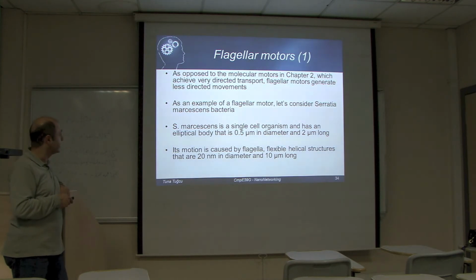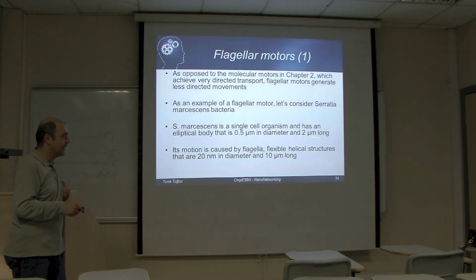And the cytoskeleton example. So as an example of this, let's look at the flagellar motor. We'll be considering Serratia marcescens bacteria, in short S. marcescens. It's a single cell organism and has an elliptic body that is 0.5 micrometer in diameter and 2 micrometer in length. Its motion is caused by the flagellar motors, as we mentioned, and these are flexible helical structures that are 20 nanometers in diameter and 10 micrometers in length.